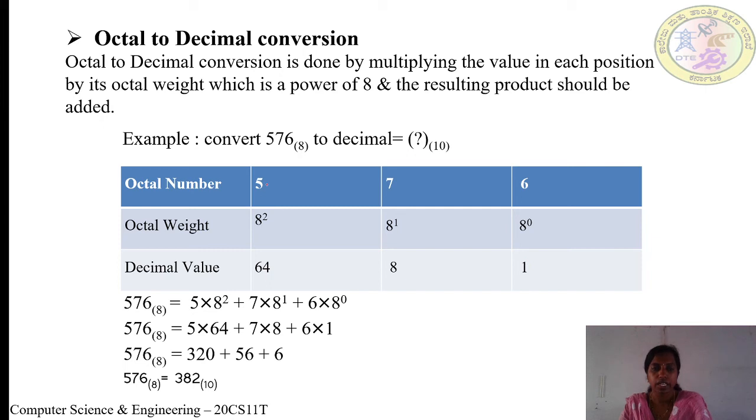Take every digit of the octal number and multiply it by its equivalent octal weight: 5 into 8 to the power of 2 plus 7 into 8 to the power of 1 plus 6 into 8 to the power of 0. So 5 into 64 plus 7 into 8 plus 6 into 1. We get 320 plus 56 plus 6, which is equal to 382, base 10.